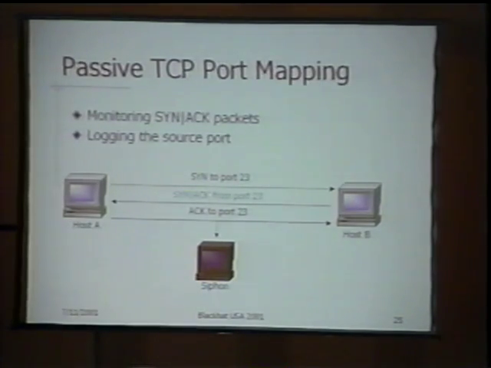Passive TCP port mapping is done quite simply. Basically, we just monitor SYN-ACK packets and log the source port of the machine that sent out that SYN-ACK packet. So in this diagram, we have host A connecting to port 23 on host B. So we send a SYN packet to port 23 on host B. Host B responds with the SYN-ACK packet, and host A follows up with a handshake and sends back an ACK packet. Now our software is on the wire of one of these machines, and sees the SYN-ACK packet come back from port 23. So our software can determine that port 23 is open on host B. It's pretty basic.